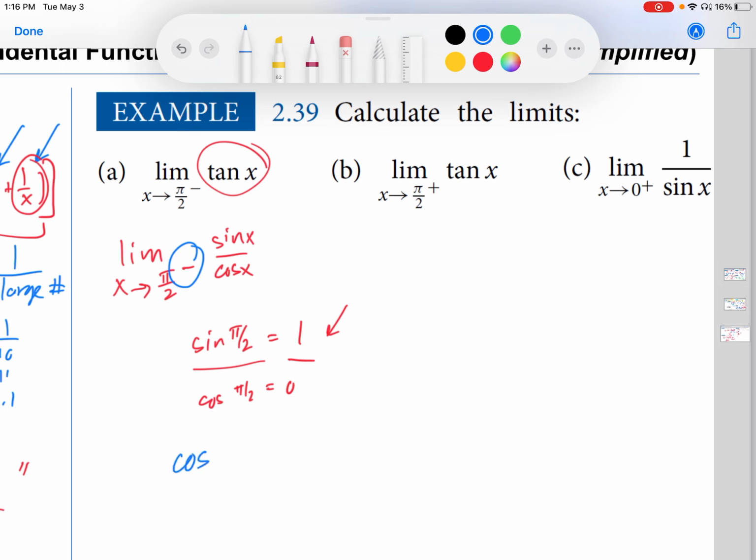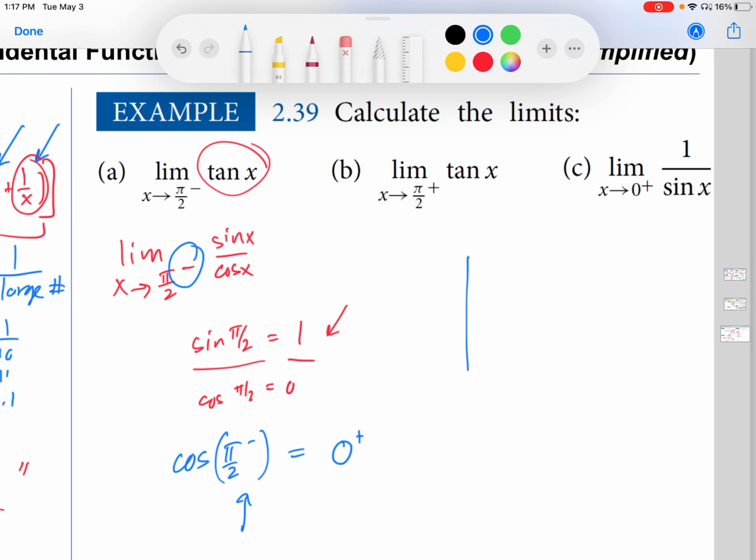Okay, so cosine of pi over 2 from the left, right? What if I think of substituting in values very, very close to pi over 2, but slightly less than it? That's what I mean by cosine of pi over 2 from the left. That would give me something very, very close to 0, but positive. Okay, how do I know that?